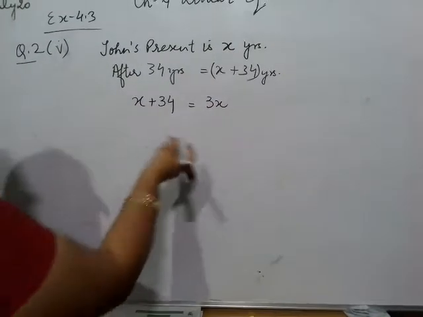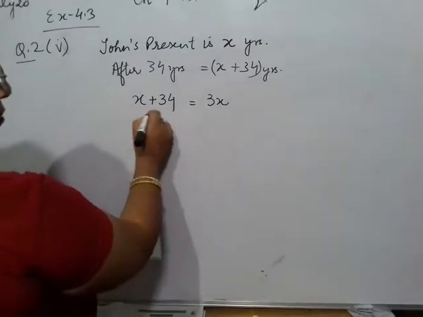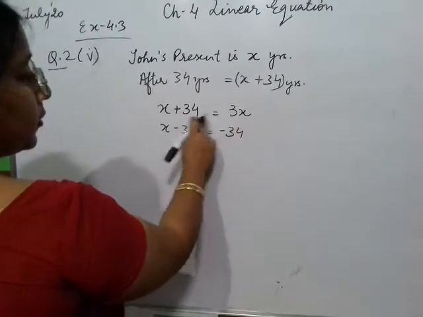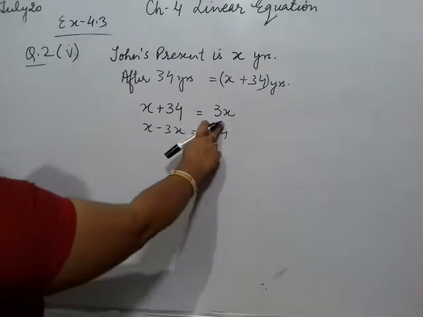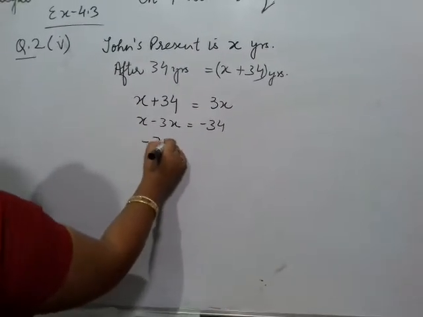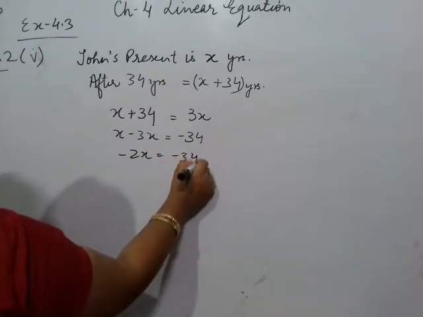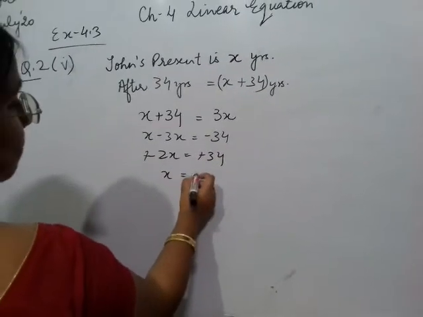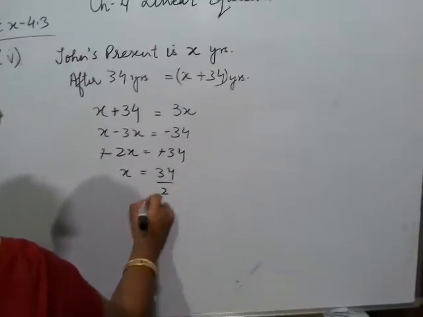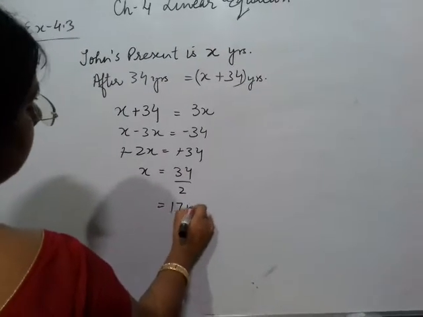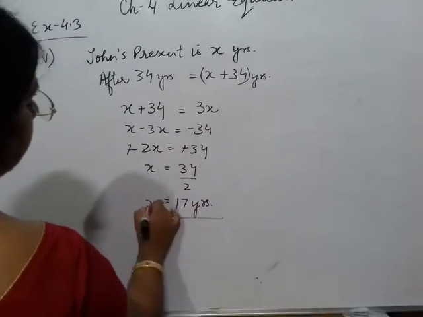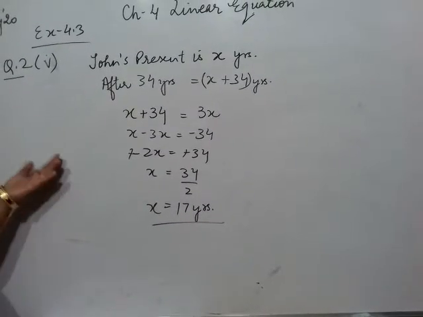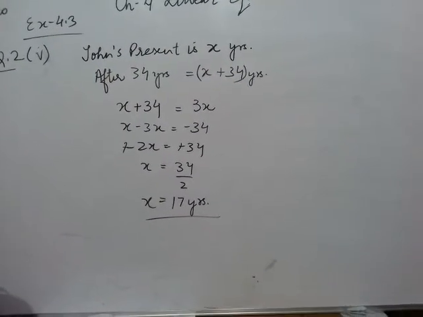Okay. So you just have to solve this simply. x minus 3x is equal to minus 34. This was taken to the other side and this is taken to this side. So minus 2x is equal to minus 34. x cancelled. So x is equal to 34 by 2, that is 17 years. So the present age of John is 17 years. This is how all these questions are to be done.